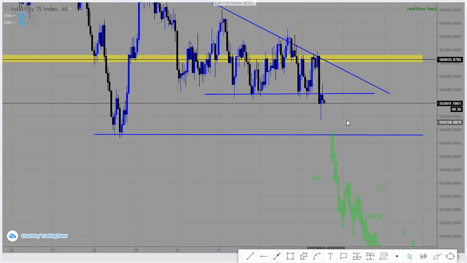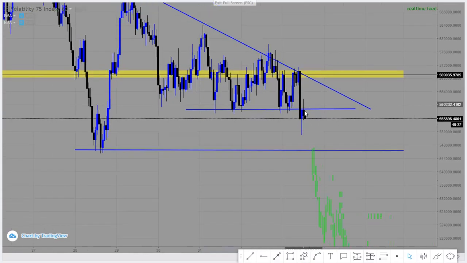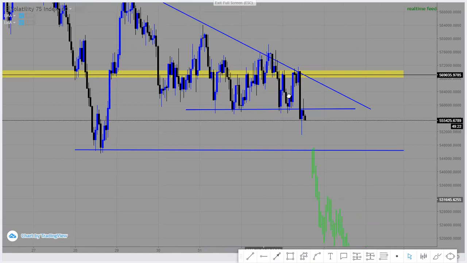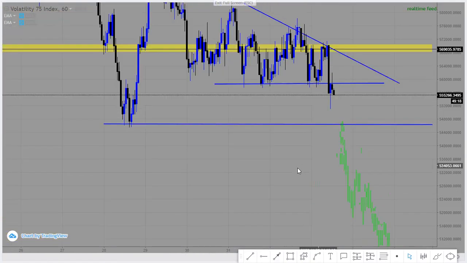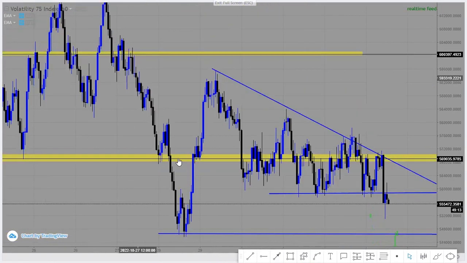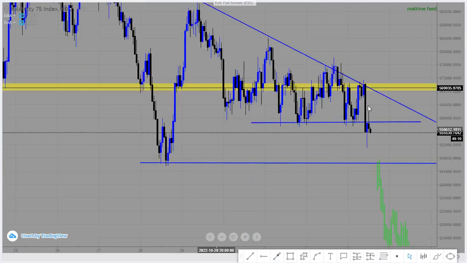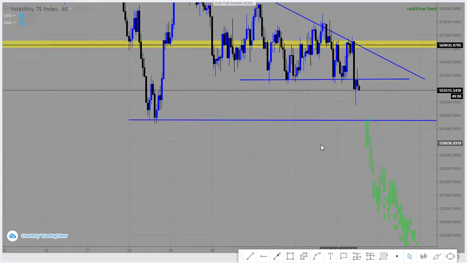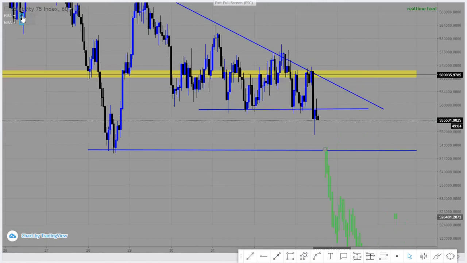broke, retested. We actually entered sales upon the retest here, and also upon here, we are in sales. First target is this zone. Once we break, impulse move to the downside. An impulse move, that is why we came inside this triangle. So that is what I'm expecting once we break this level here. So that is it for Volatility 75.